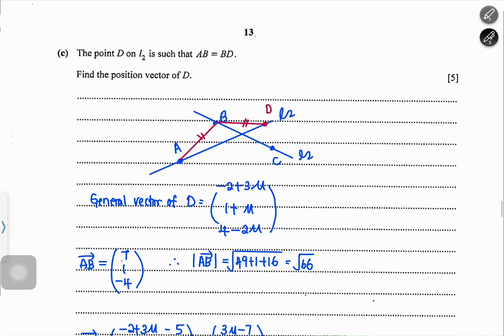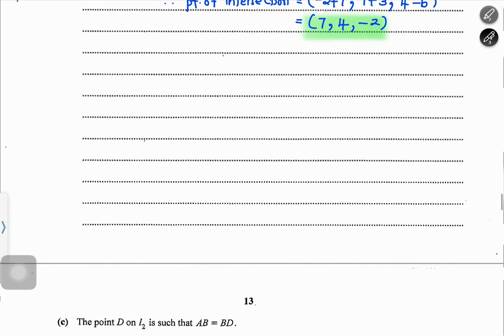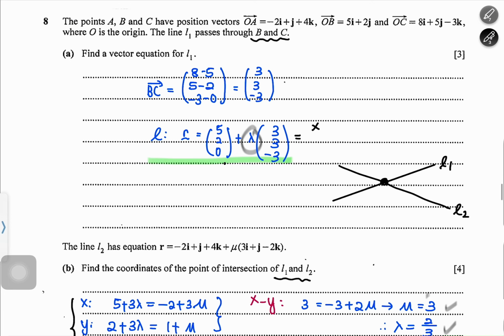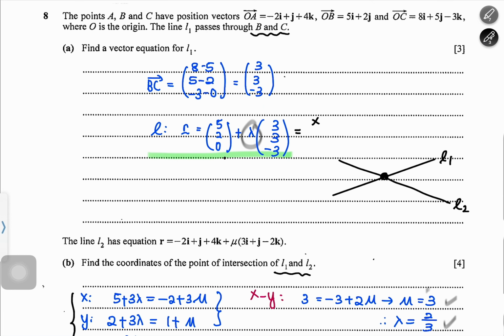Okay, in part C, they are saying the point D is such that AB is equal to BD. Of course, they are referring to the distance, and I need to find the position vector of D. What is position vector? I need to find the OD. As a start, since they said D lies on L2, you see here, your A is exactly here. So the line L2 has the point A in it. I hope you have realized that while you were doing it.